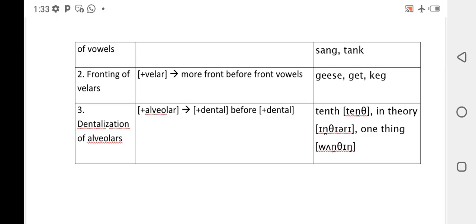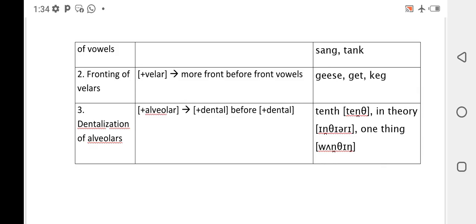E is a front vowel. Now G is a velar sound. So when I have geese, I am fronting the velar sound. Get, I am fronting the velar sound. Keg, I am fronting the velar sound. Now we have dentalization of alveolars. You know the alveolar sounds become dentalized. So alveolar sounds become plus dental when they occur before a dental.